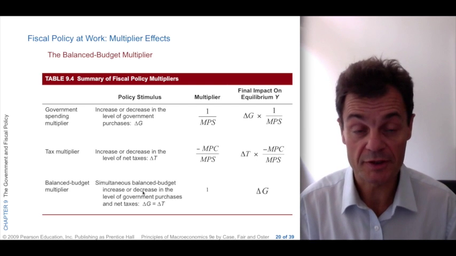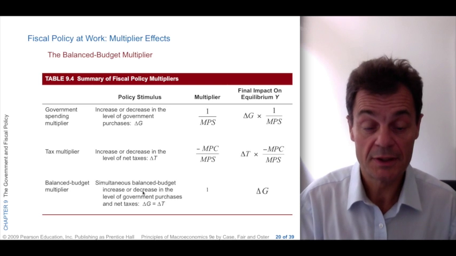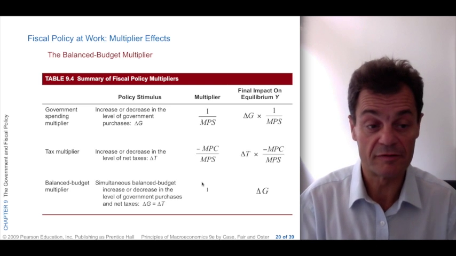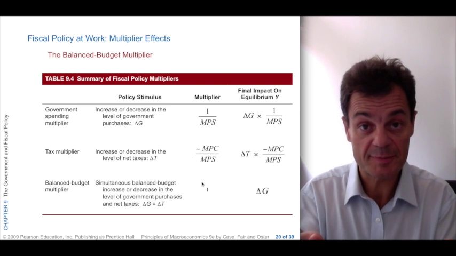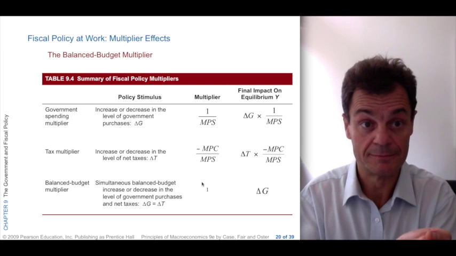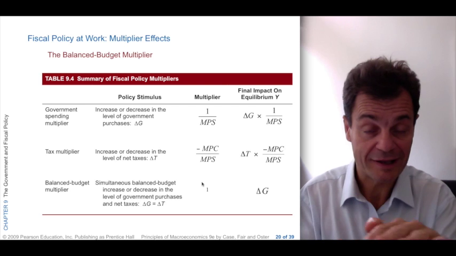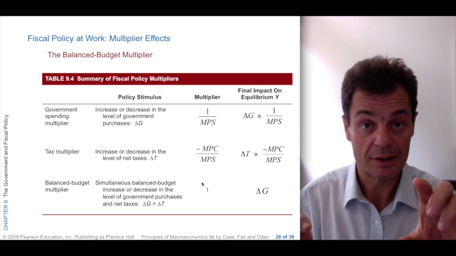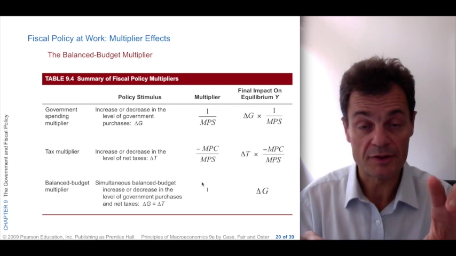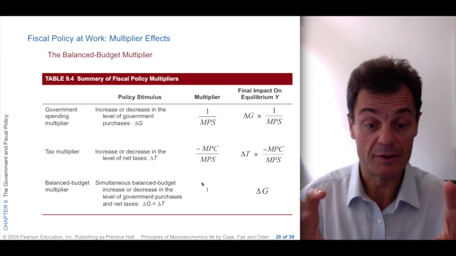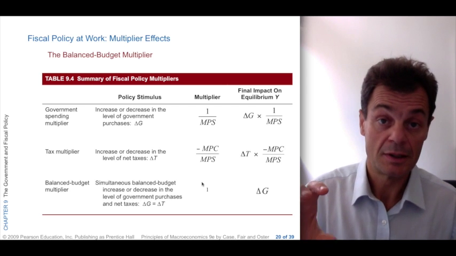The balanced budget multiplier is simply the situation where the government increases spending but increases taxes as well, and therefore there is only a flat impact in the income of the economy. The increase of the income in the economy is simply the increase in the government spending.